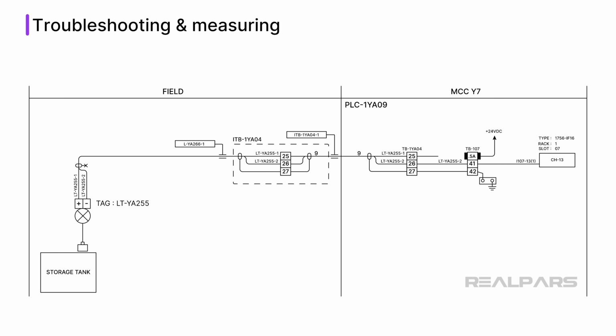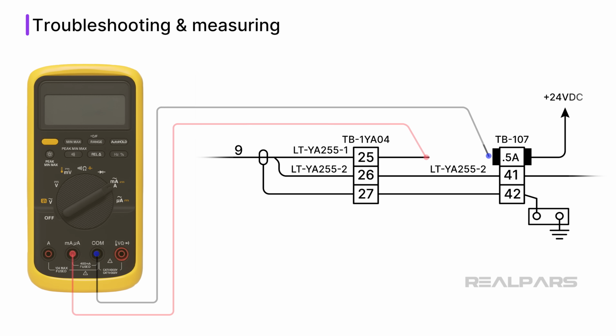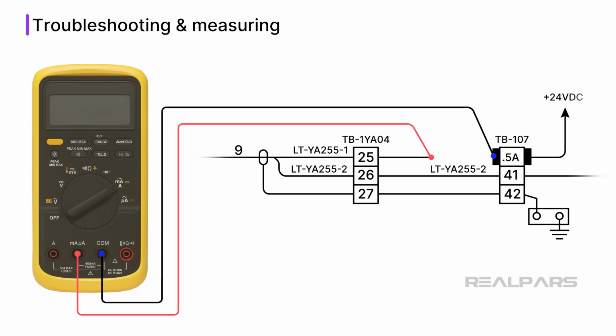So, our first step is to measure the level loop current. There are at least 3 terminal block locations where you can remove a wire and insert the ammeter. Let's remove the wire from TB107 that connects to terminal 25 of TB1YA04 and place our ammeter in series. If the ammeter reads 0 milliamps, the 0.5 amp fuse is likely blown, but further tests are required.